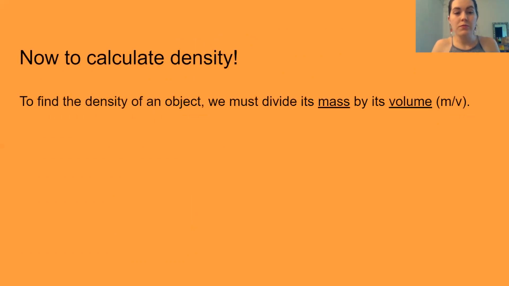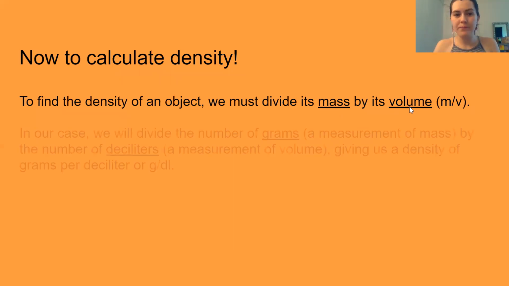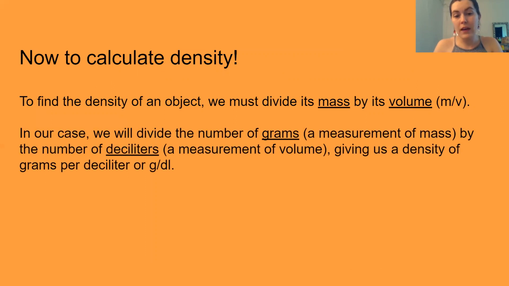And so now that we have both volume and mass, we can calculate density. To find the density of an object, we must divide its mass by its volume, because density is the amount of stuff an object contains, but per unit of space. So the mass, how much stuff, by its volume, the unit of space. In our case, we will divide the number of grams, which is our measurement of mass, by the number of deciliters, which is our measurement of volume, space. And this is going to give us a density of grams per deciliter, or g per dL.